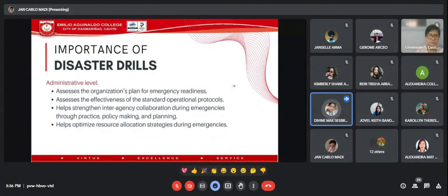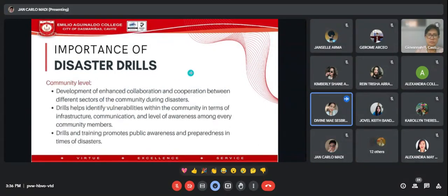Next naman po yung sa community. Next is yung sa community level. So yung focus nito is yung attention and collective actions, collaborations, and resilience ng group of people within a specific area or sa community, which for example, yun sa barangay, sa isang city, ganun.